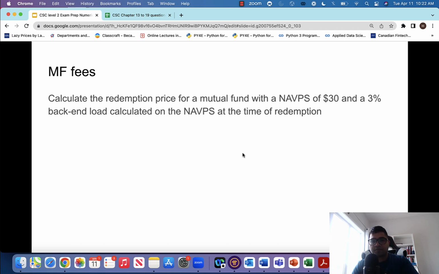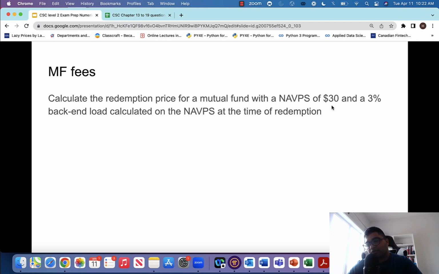Again, continuation of mutual fund fees, but now it is back-end fees. So back-end fees apply when you sell the fund. Calculate the redemption price of a mutual fund with a NAV of $30 per share and a 3% back-end load calculated on NAV at the time of redemption. So how will it work?